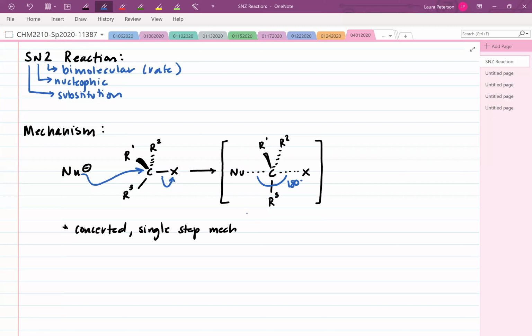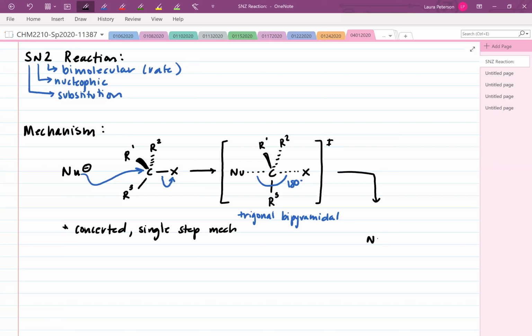Something else that's important about the transition state: in terms of its geometry, it's trigonal bipyramidal. That's five-coordinate at carbon, where two groups, the nucleophile and the X, are 180 degrees apart, and then we have the three R groups, R1, R2, R3, that share this trigonal plane. That's perpendicular to the axis made between the nucleophile, the carbon, and the leaving group. We go through this transition state to continue to the products.